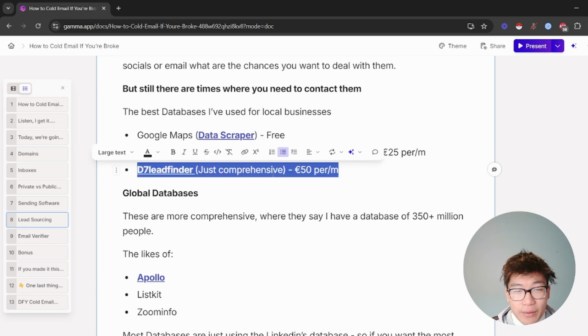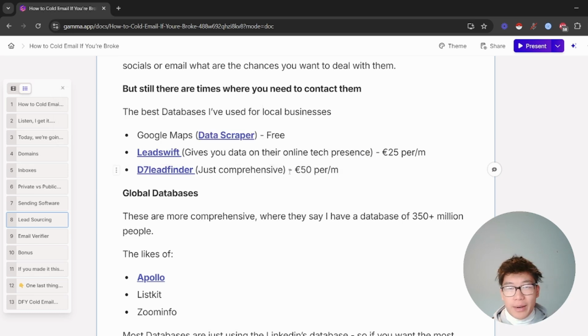And D7 Lead Finder, these guys are just like the big go-to in the market. They have a massive database, a huge database. So have a look at them as well. So these are the local ones I've seen. And again, look around and see if there are other ones, because I know what I'm doing, but there are obviously loads of other ones on the market you can have a look at.